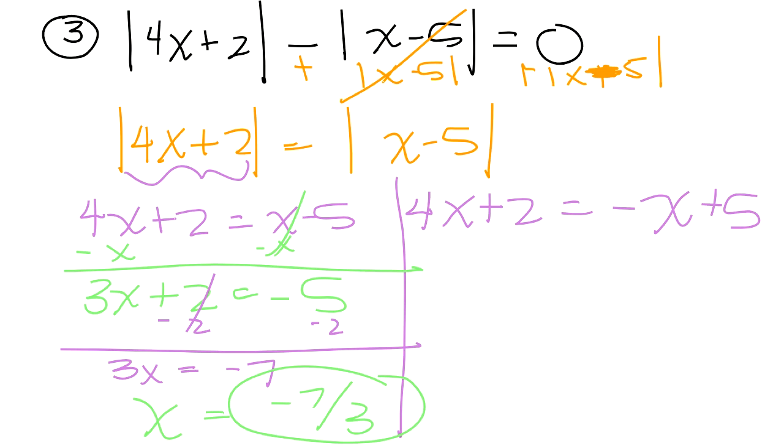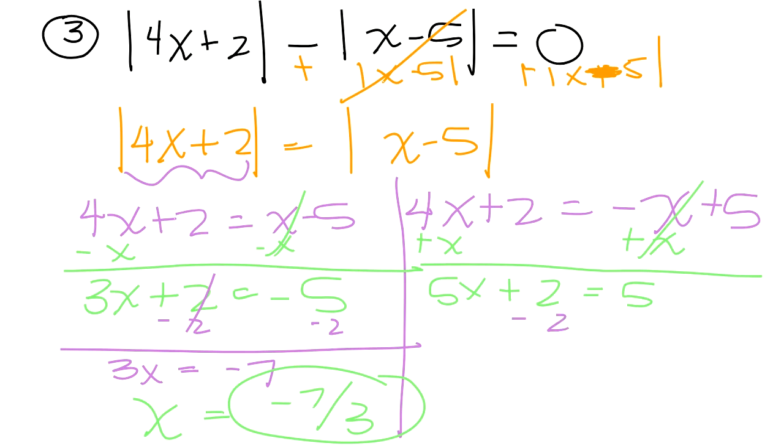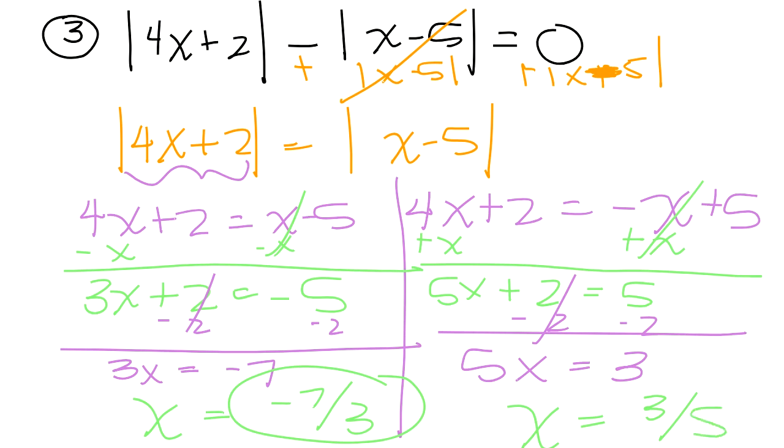Now we're going to find the second one using the same methods. This time I have to add the x over because it was negative. It's going to become positive with the opposite. This is 5x plus 2 equals positive 5 now. And so when I do my opposites this time, I'm going to be subtracting 2 from a positive 5, which is going to change what's over there. We now have 5x equals 3. So when I divide both sides by 5, I get x equals 3/5. So we've got a negative 7/3 and a positive 3/5 for my two answers.